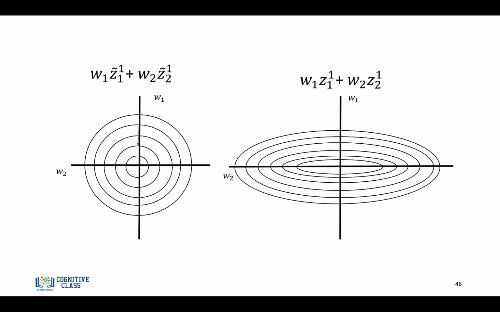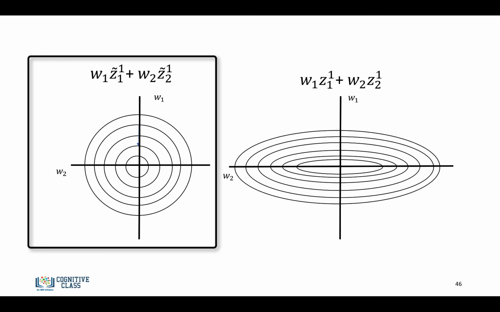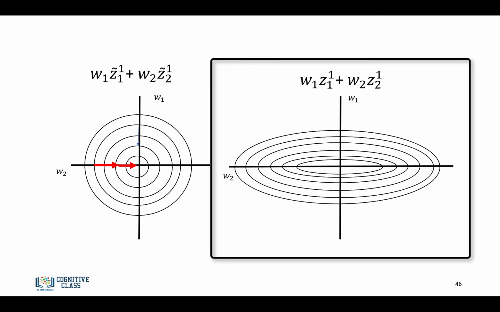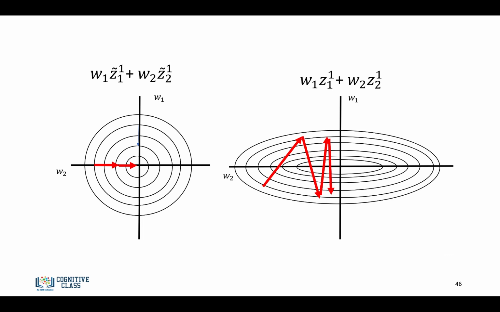When we use batch normalization, we can see the contours are relatively round. So when we perform gradient descent, the steps are in relatively the same direction and it converges. In this case, we didn't use batch normalization, and when we perform gradient descent, the gradients are pointing in different directions. So it will take us longer to converge to a minimum.